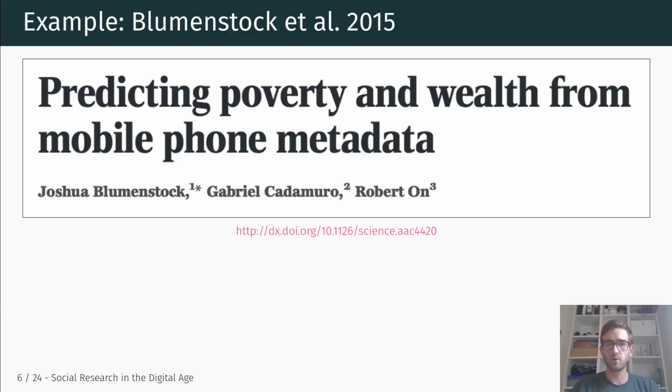I also actually posted it. It's not a part of the required readings, but I posted it on Canvas in case you want to take a look. It's a short article, definitely worth a read. It's titled Predicting Poverty and Wealth from Mobile Phone Metadata.